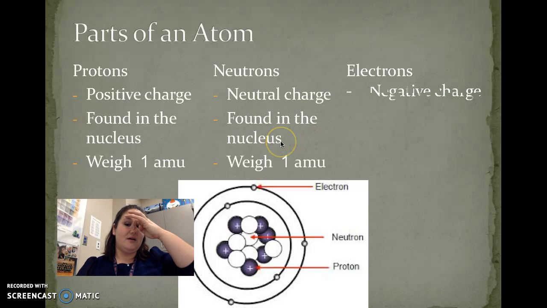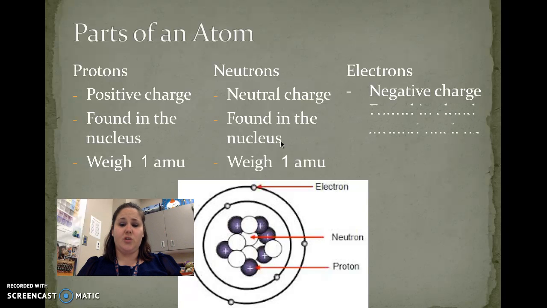Electrons are negatively charged. They're found in the cloud around the nucleus, meaning outside the nucleus. And if you remember from the atomic theory, that cloud aspect came in later. So they're found outside the nucleus, not in that center. They're known to be on rings, and I'll explain that a little bit later. It has more to do with how things combine.